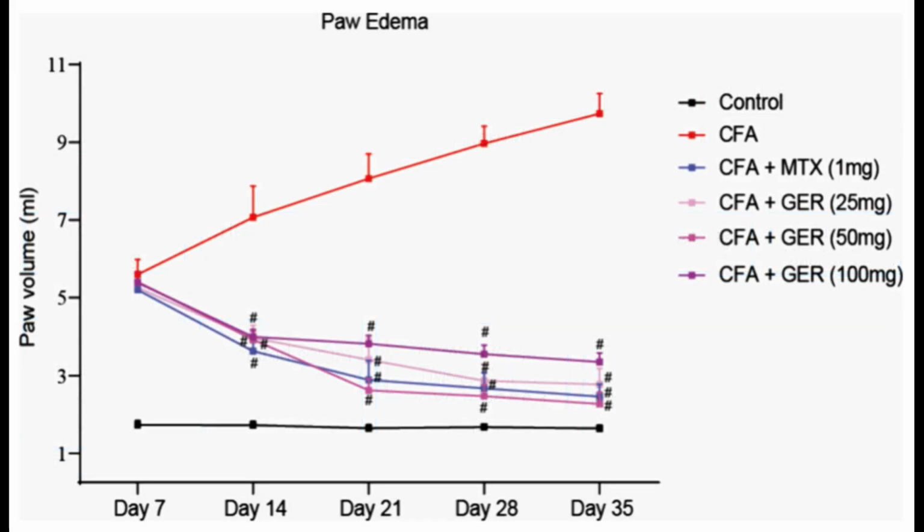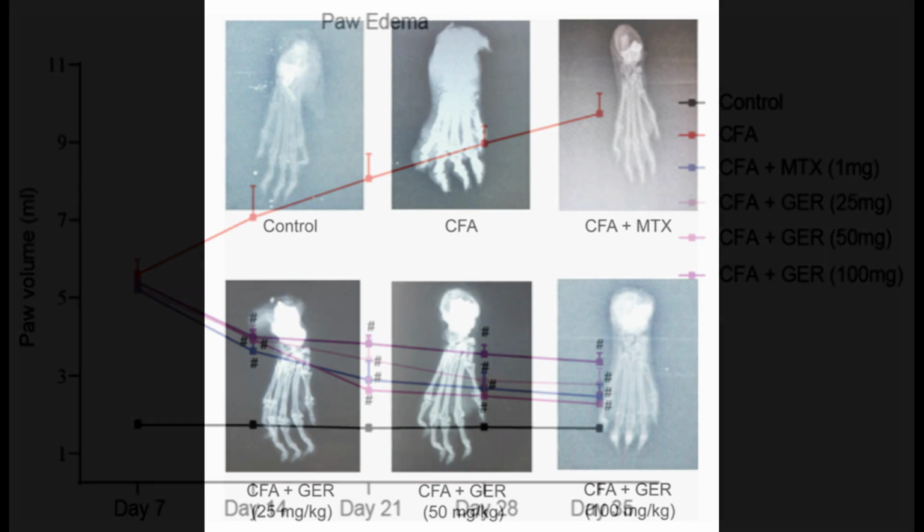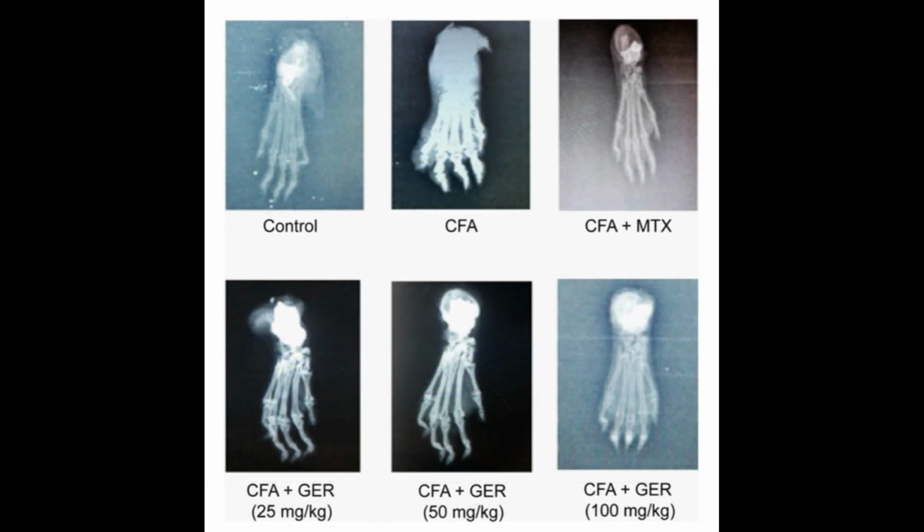GER treatments at 50 mg per kilogram showed comparable efficacy to methotrexate treatment, showing a prominent reduction in PA volume and tissue necrosis. Moreover, X-ray analysis of GER-treated groups showed a reduction in the inflammation of the joints, along with no changes in bone or cartilage. It can be concluded that GER protects against CFA-induced inflammatory arthritis in rats via the suppression of pro-inflammatory cytokines, prostaglandins, and MMP1.